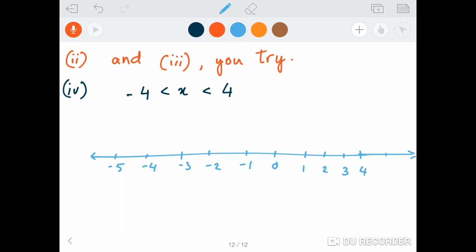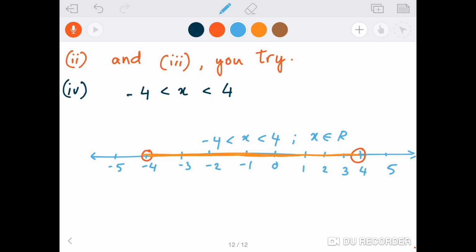Just extend the line out a little, mark 5, but make sure that the difference between every number is pretty much the same. So at 4 and at minus 4, I'm going to put normal circles because it's just less than everywhere, and I'm just going to shade the region between them. Write the equation on top of it. So that's minus 4 less than x less than 4 and x belongs to R. Alright.